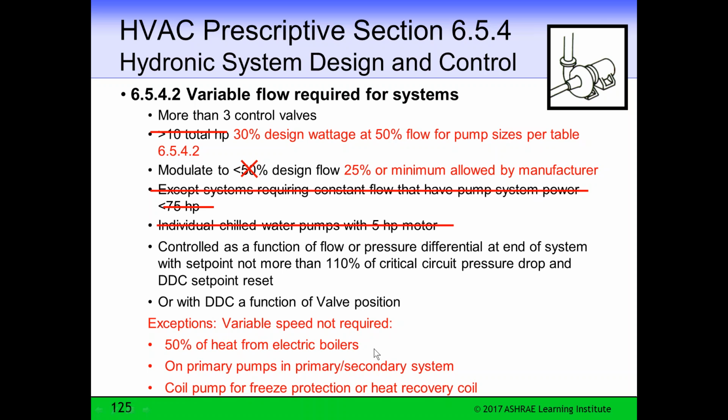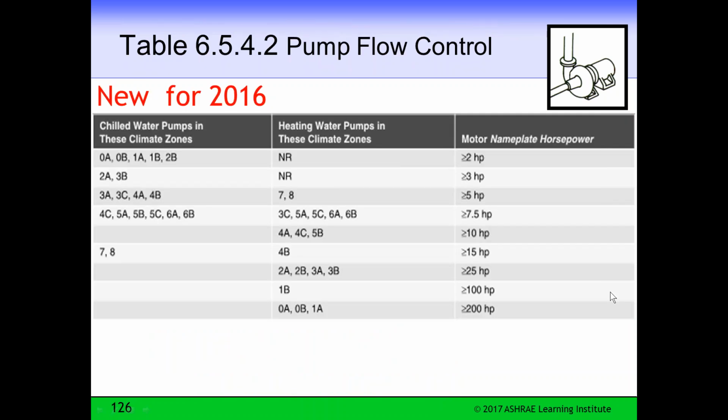Exceptions: variable speed not required when 50% of the heat is from electric boilers. That has to do with the way electric boilers work. On primary pumps in primary secondary systems, so the pump that just is in the plant and just circulates through the chillers, that pump won't need to be variable speed if you put in a primary secondary system. Coil pump for freeze protection or heat recovery coil. So if you're running a little pump to continuously circulate the water in a coil, you normally want to run that at a certain velocity so that you can make sure you do not freeze the coil, so we don't make you put a variable speed drive on that one.